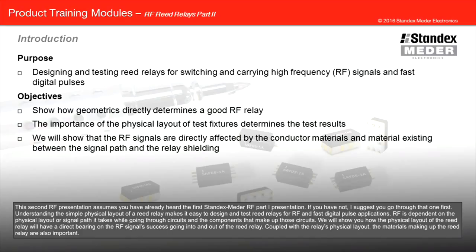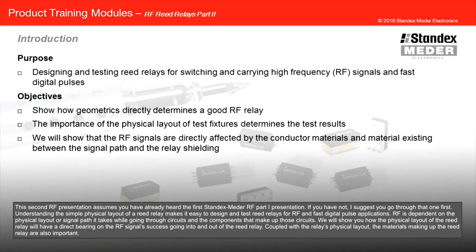Understanding the simple physical layout of a read relay makes it easy to design and test read relays for RF and fast digital pulse applications. RF is dependent on the physical layout or signal path it takes while going through circuits and the components that make up those circuits. We will show you how the physical layout of the read relay will have a direct bearing on the RF signal's success going into and out of the read relay.